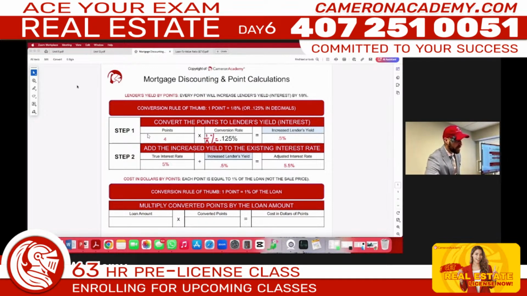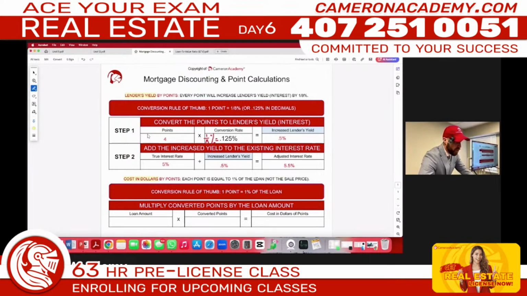By the way, remember these triggering words here: lender's yield, cost in dollars. That's the wording that they'll use to identify what calculation you're going to make. If it's lender's yield, it's that first calculation. Now let's talk about cost in dollars. And how do you calculate?